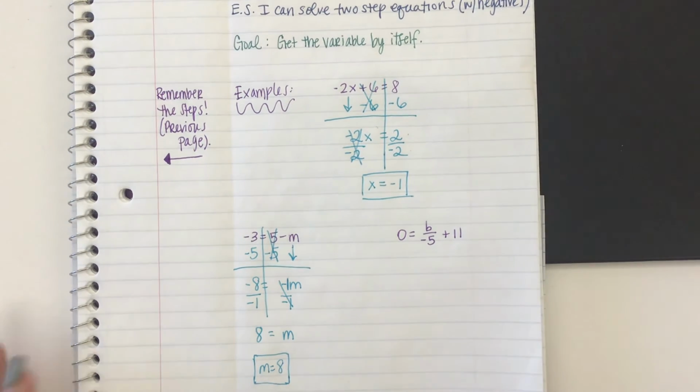And our last example, 0 equals b over -5 plus 11.